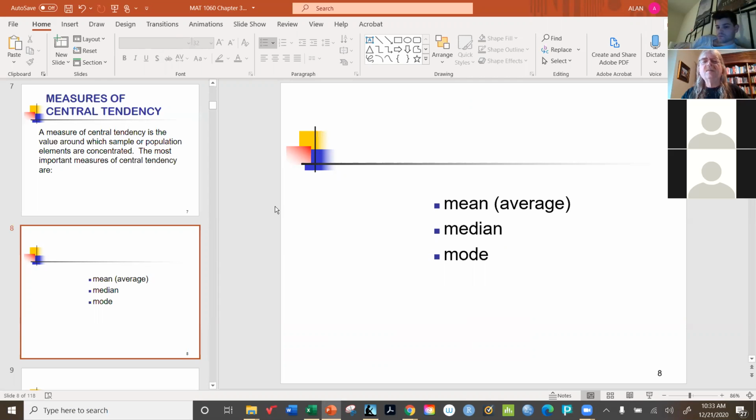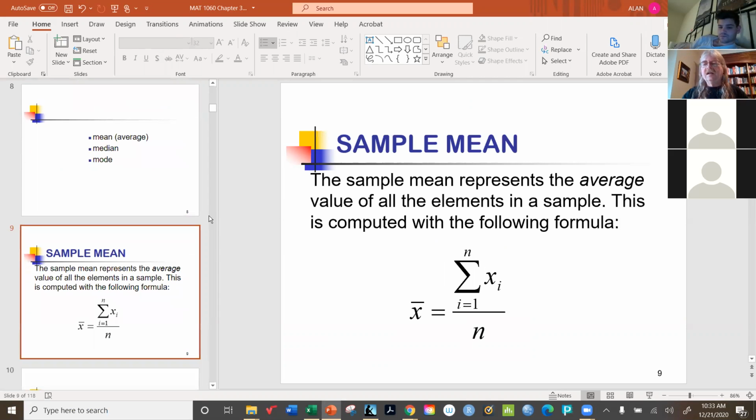So let's start with the sample mean. All right, here it is. Now you see what I mean? It looks kind of scary, but let's pick it apart piece by piece and see what it really means. So this is referred to as X bar. And this is traditionally used in statistics to represent an average or a mean. This little bar is almost always used to represent the fact that this is an average.